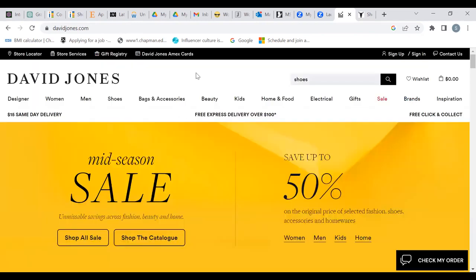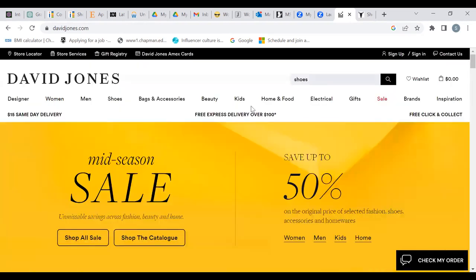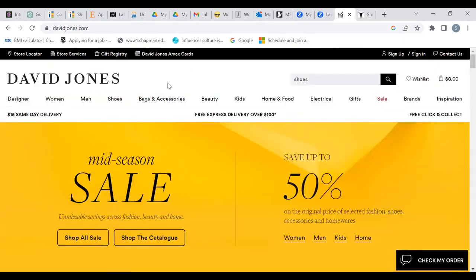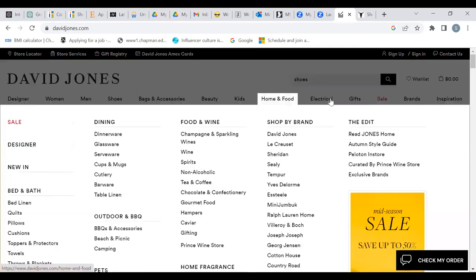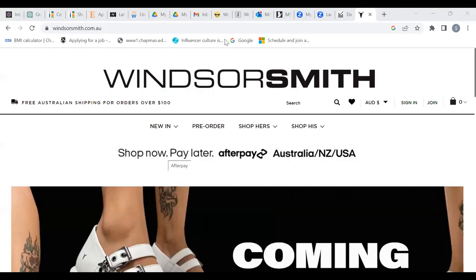Their consumer base is men, women, and kids, and they are also into other complementary categories like bags and accessories, homes and food, etc. Now let's take a look at another website. Because we are talking about shoes, let's take a look at Winsor Smith, which is an exclusive retailer for shoes. So how does their organization differ from David Jones?